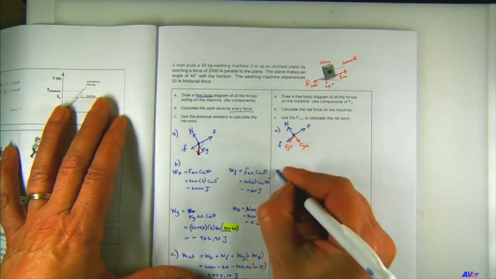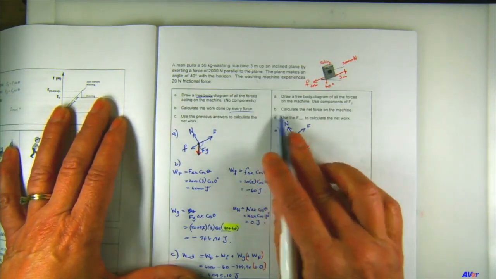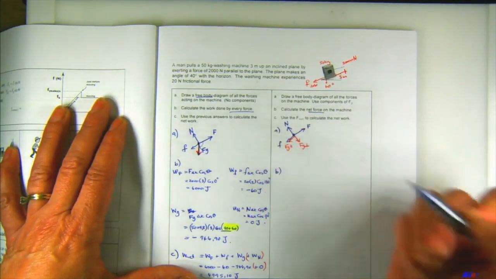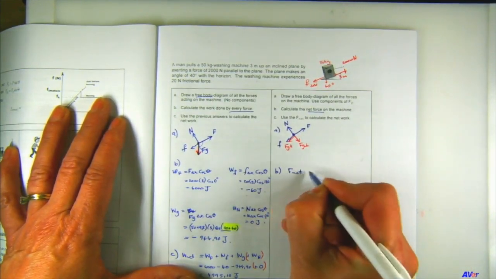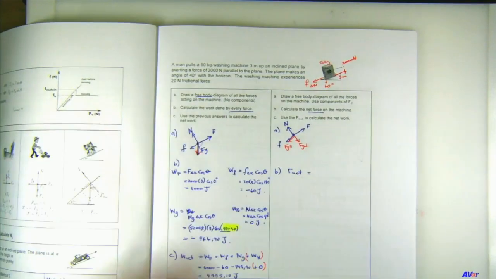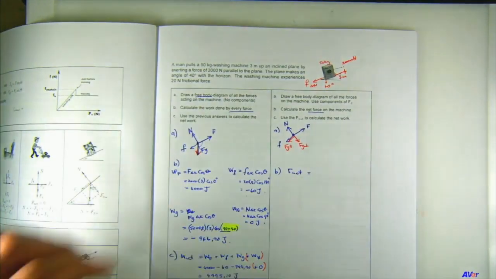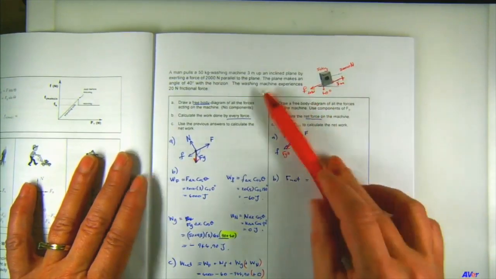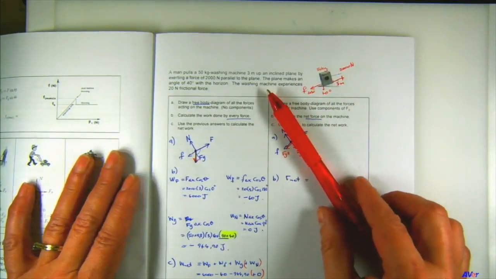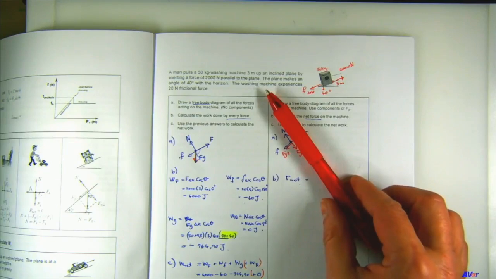Now we go on to B. With B, I ask you to calculate the net force. We're looking for F net. Now, net is the answer of all of the forces together. So we look at all of the forces together. First, let's look at this direction. You look at the direction that's perpendicular to the plane.